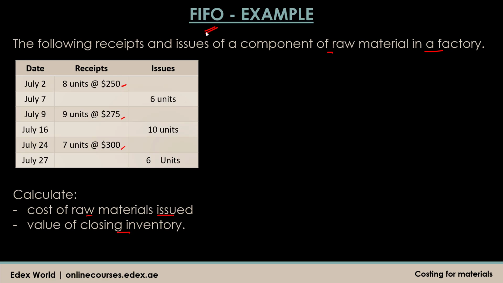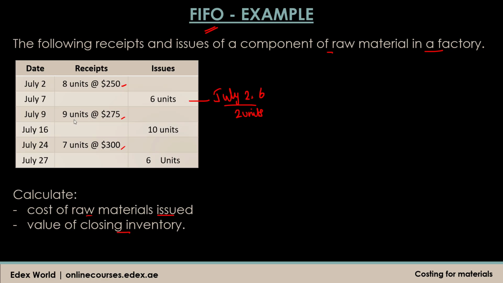Quickly, again revising what is FIFO. On July 2, when 8 units were received, we had 8 units in closing stock after July 2nd. Then on July 7, 6 units were issued, and obviously these 6 units would be issued from the July 2 batch, which is obvious because at that point we just had one batch of items that was received on July 2. After this, 2 units were remaining in closing inventory, and these 2 units also belonged to the July 2 batch.